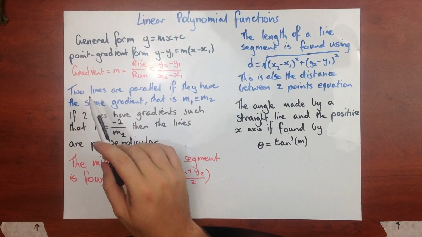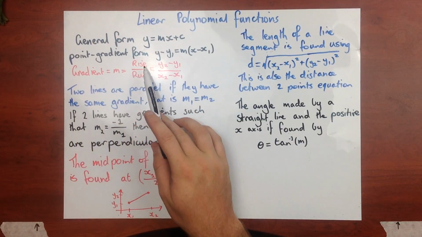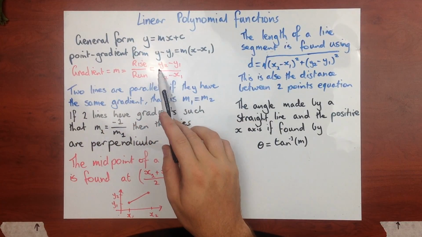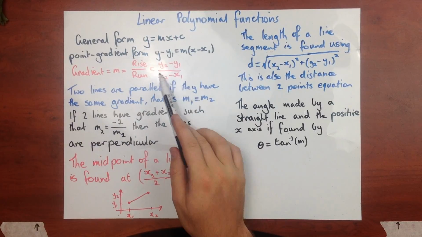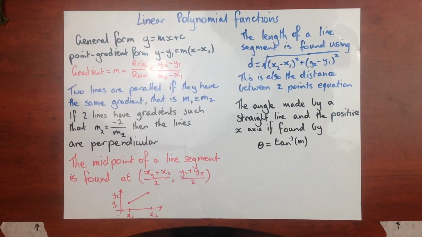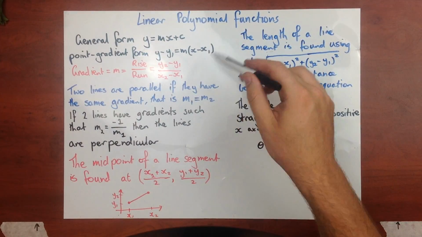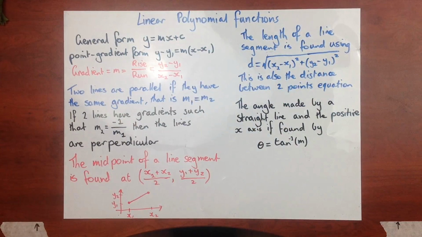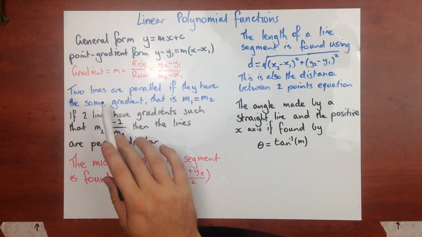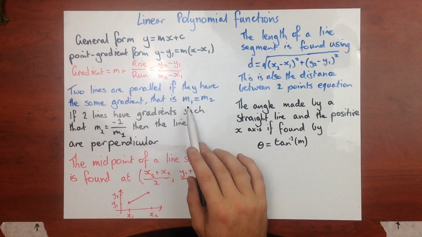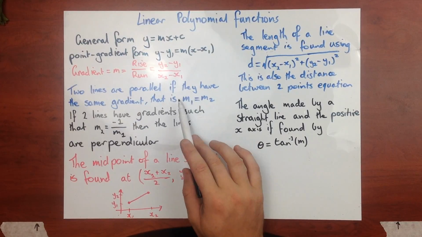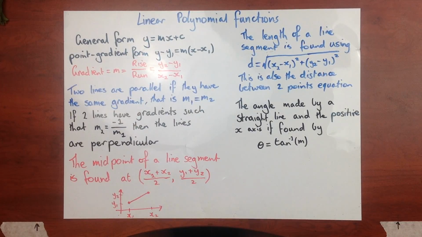Okay, the gradient is equal to m, which equals rise over run, which is found mathematically by going y2 minus y1 over x2 minus x1. So using two points, we find the change in vertical over the change in horizontal. We can also say two lines are parallel if they have the same gradient, that is, m1 is equal to m2. So both our gradients are the same.